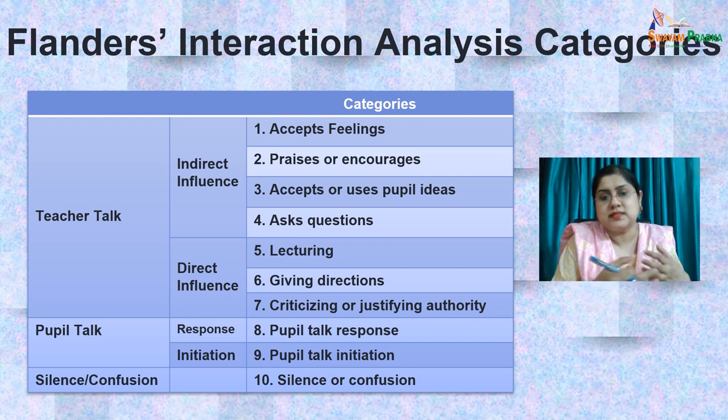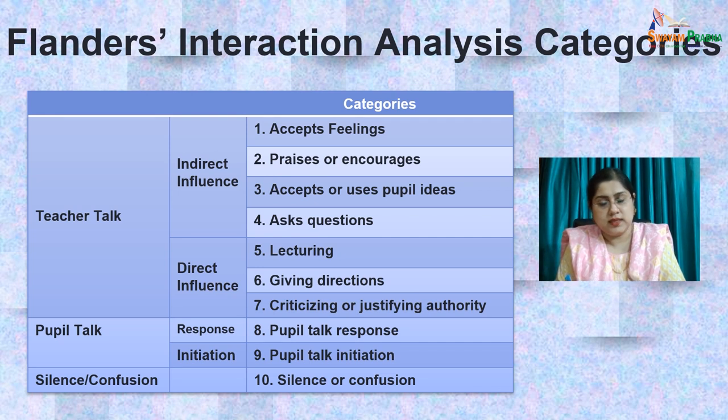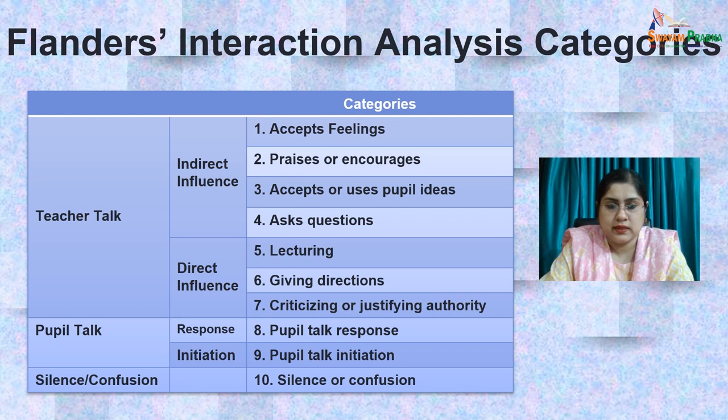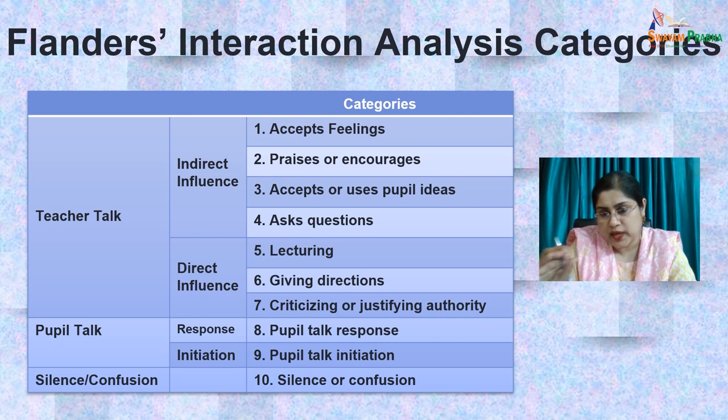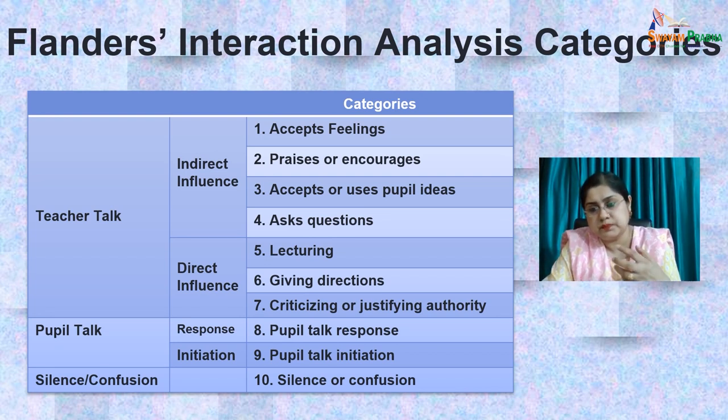The basic third section, which is the silence and confusion, is at the last. But here in this pupil talk, the two categories which we are seeing right now in this table, the first one is response, and the point which comes under this response category is the pupil talk response, meaning when the pupil or the students basically give the responses in the form of talk.